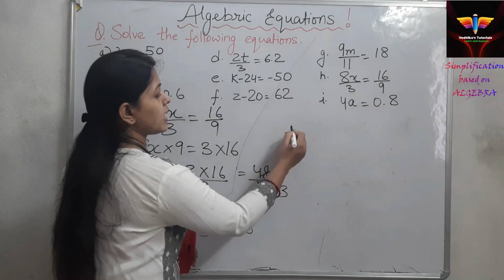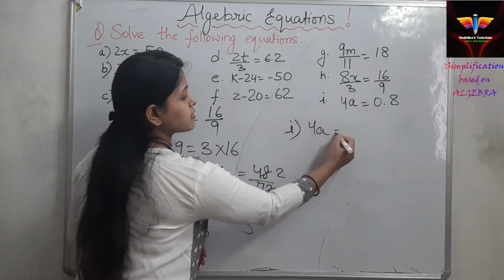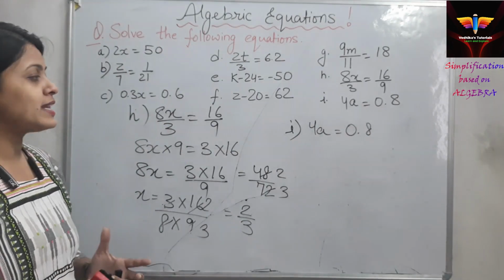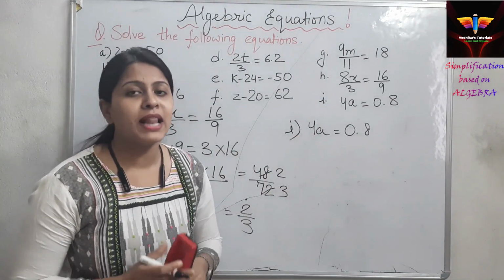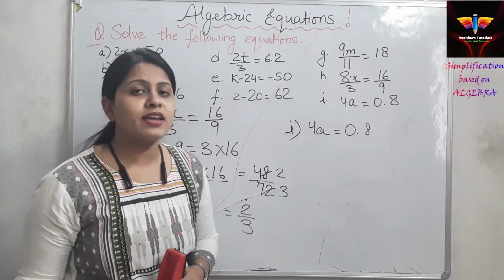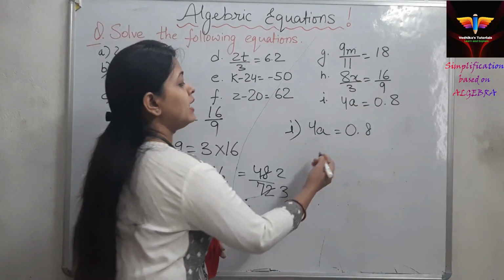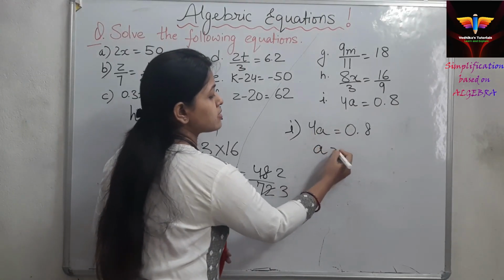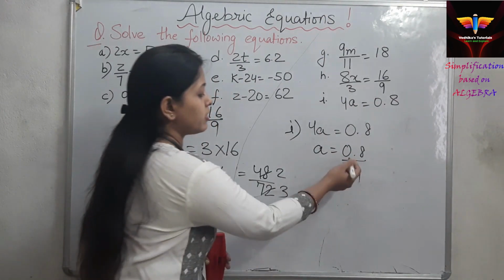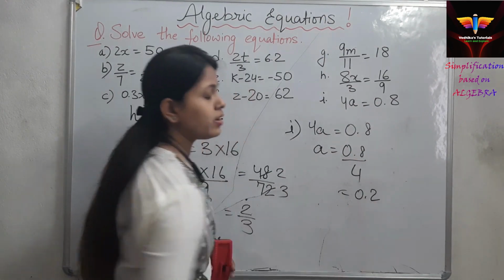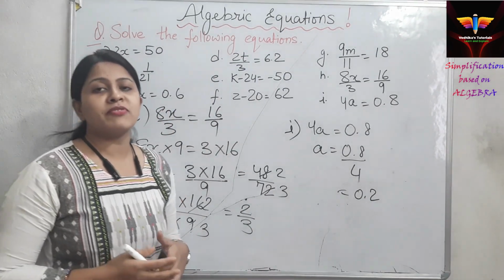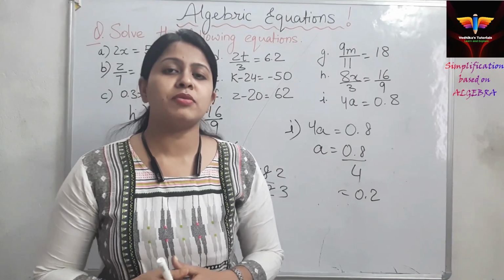Now the last question, that is number I: 4a is equal to 0.8. Now we have to find the value of the variable a. Again, this is multiplication. When it goes towards the RHS, it gets converted into which symbol? Division. So a is equal to 0.8 divided by 4. So when we divide, we get 0.2 as the answer. Fine. So these are a few simplification based questions related to algebraic equations.